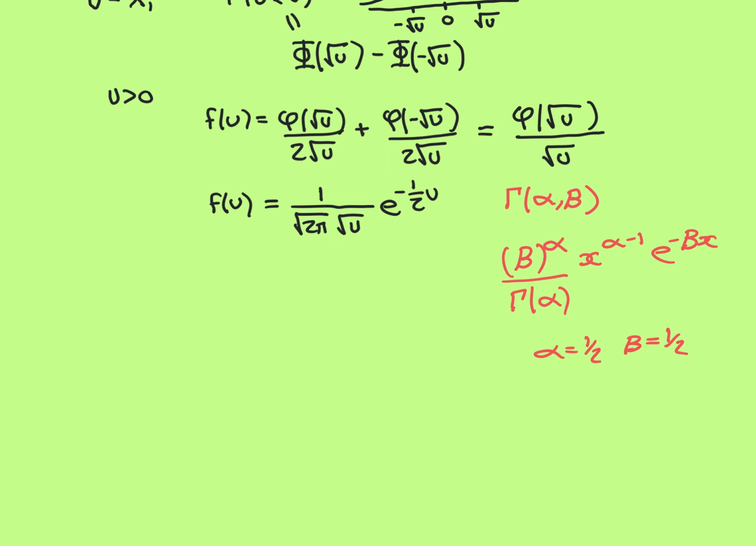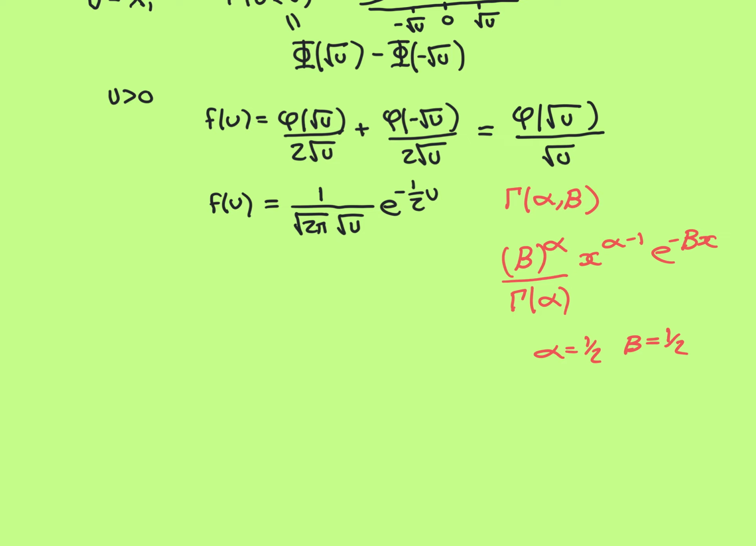Now, I claim that this PDF that we have just found on the positive real numbers, and remember it's 0 on the negative real numbers, and there's an asymptote at 0, is actually a gamma distribution. So I've written down here a reminder of the PDF for a gamma distribution. If you have a gamma distribution with parameters alpha and beta, this is the PDF on the positive real line, and then it's 0 on the negatives. So it is beta to the power of alpha over gamma of alpha, x to the power of alpha minus 1, e to the negative beta x, for x greater than 0.